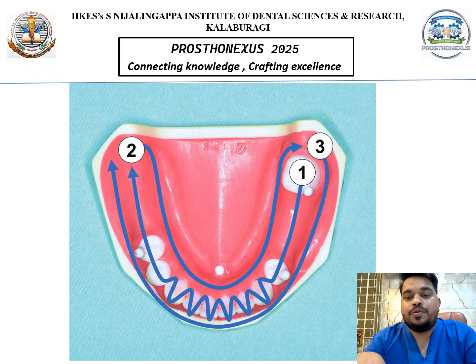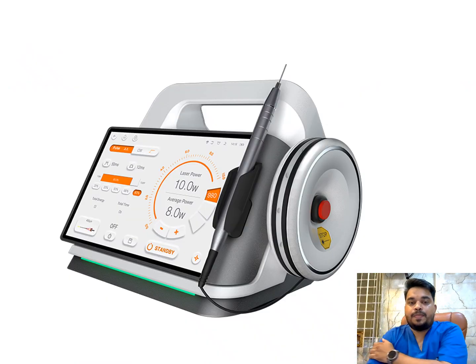Number one, we go occlusally. From number two, we go to the palatal, the lingual aspect. Then we come to the buccal aspect. That should be the scanning technique that you follow.